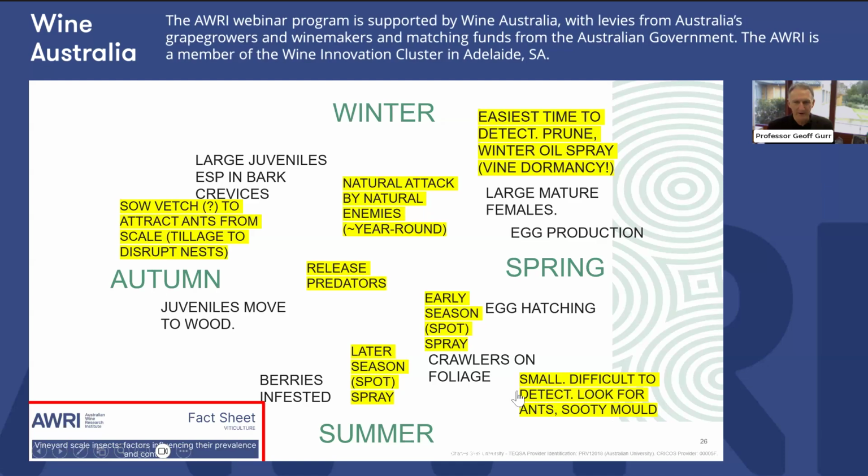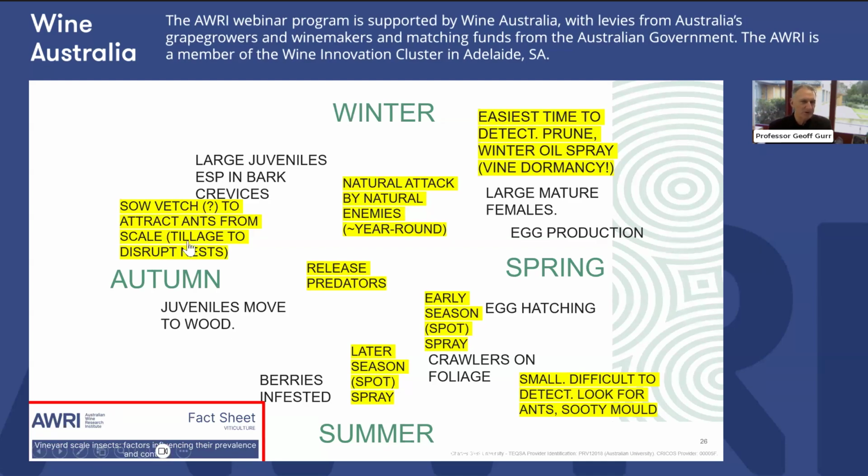Looking for these crawlers or nymphs is tricky because they're tiny, but you can look out for ants that I've mentioned previously, and also look out for the early signs of sooty mold growing on the foliage. Later in the season, spot sprays can be used again, and then releases of predators, if that was going to be attempted for hotspot control, could be done any time during these warmer parts of the growing season. You wouldn't release them in the winter.